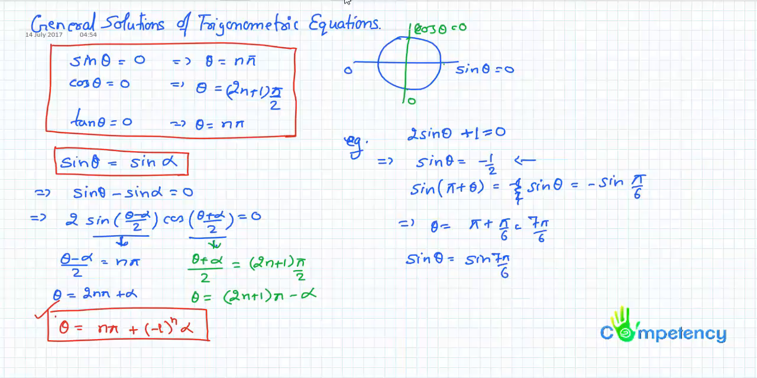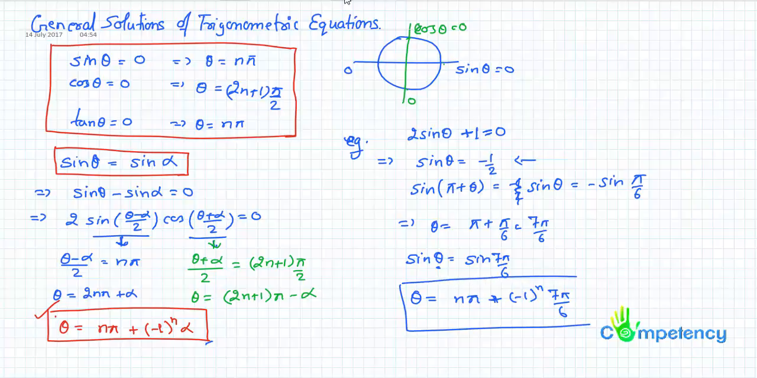So now we have this equation in the form of sine theta equals sine alpha. This is theta, this is alpha, alpha is known, theta is unknown, and this is the general solution. So directly we can apply the general solution: theta equals n pi plus (minus 1) to the power n alpha, that is 7 pi by 6. So this is our general solution for the given equation, which is over here.